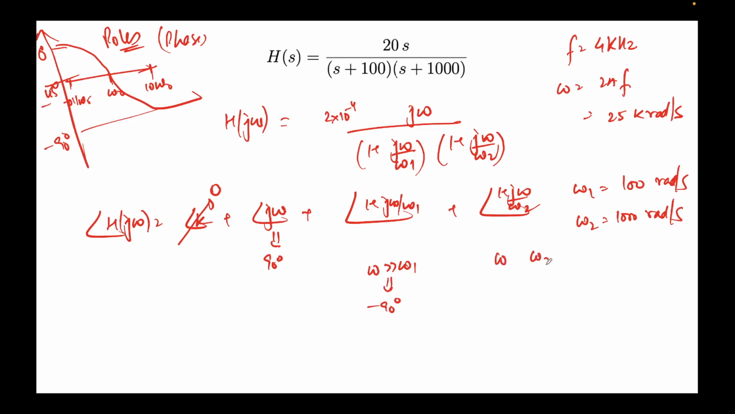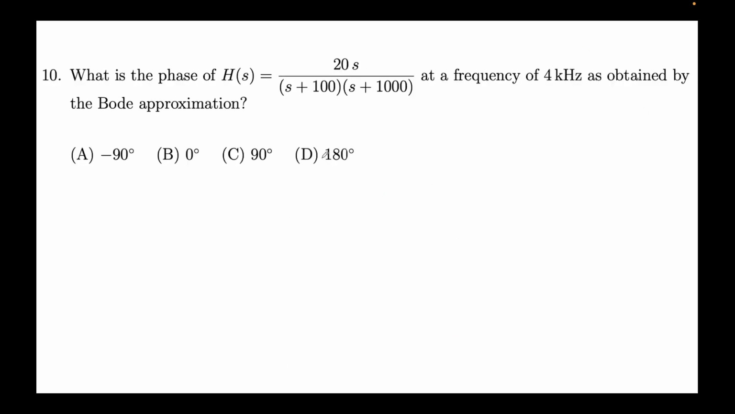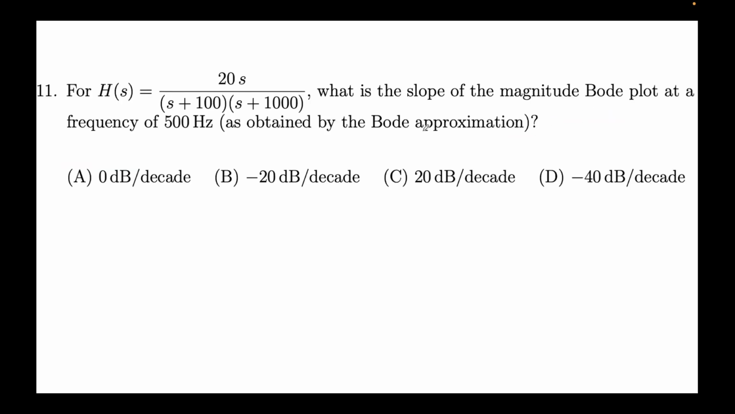Similarly, let's compare omega with omega 2. Omega is 25 kilo, this is 1 kilo, 25 is greater than 1. So this phase will also come out to be minus 90 by this Bode approximation. So let's add the total phases. 0 plus 90 minus 90 minus 90, this will come out to be minus 90 degrees. Option A. Again a very straightforward problem. Just compare the given frequency with your 3 dB frequencies omega 1 and omega 2, and you can use the Bode approximation to arrive at the phases.